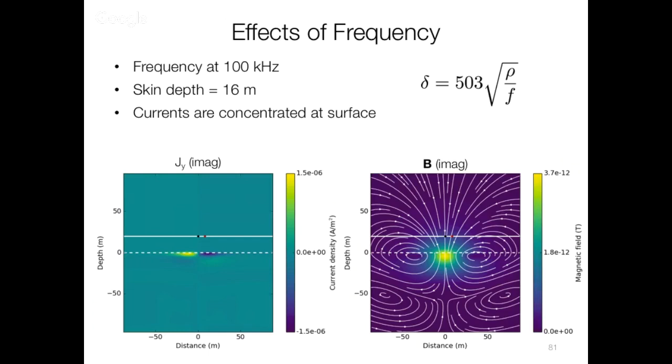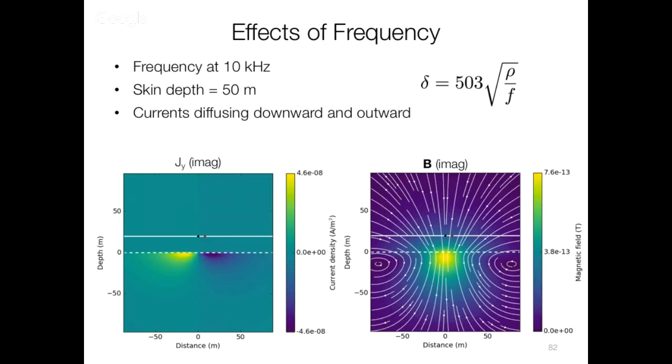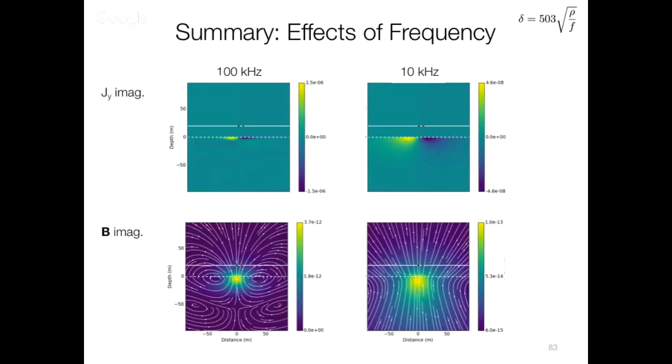And at 100 kilohertz, things look like that. At a lower frequency, you can see things are diffusing down. Same thing as in time domain. So as frequency decreases, the information goes further into the Earth.